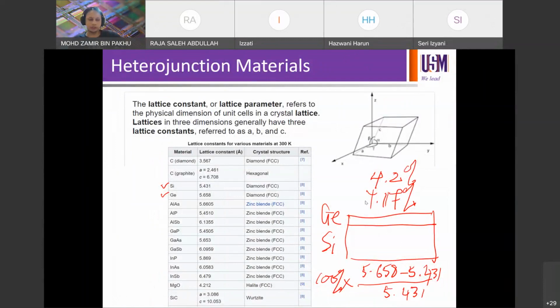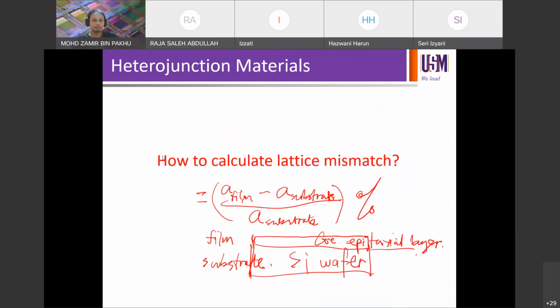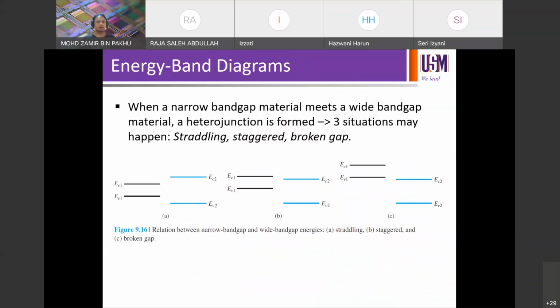So yeah, this is the calculation, just like the equation we saw on the pages now for indium arsenide and gallium arsenide, right? So in this case, the mismatch of germanium and silicon is about 4.17, 4.27. So good, done, clear. So let's continue then. When a narrow band gap material meets a wide band gap, so when we are combining the two different band gaps to form a heterojunction, 3 situations may happen. We call them as straddling, staggered, or broken gap, depending on the type of band gaps that we are combining.